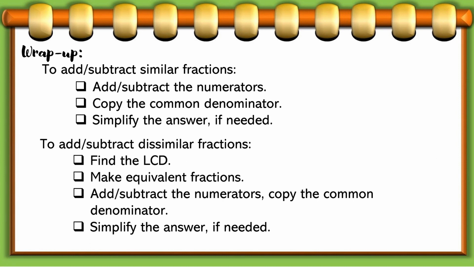Next, to add or subtract dissimilar fractions, first is to find the least common denominator. Next, make equivalent fractions. Then, add or subtract the numerators. Copy the common denominator. And lastly, simplify the answer if needed.